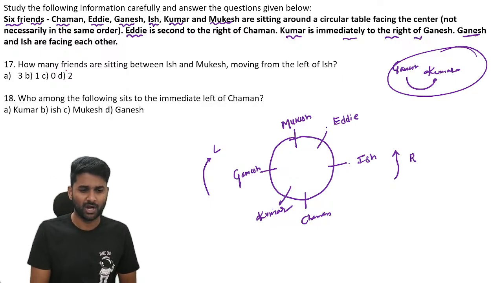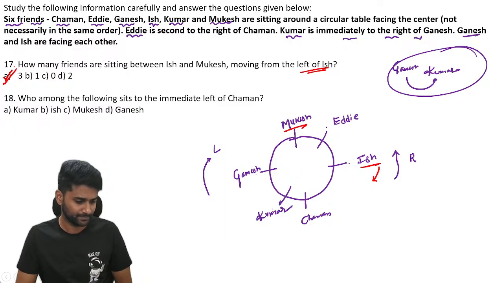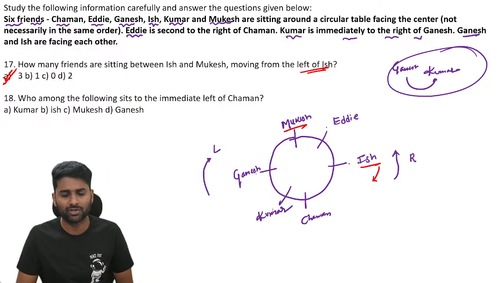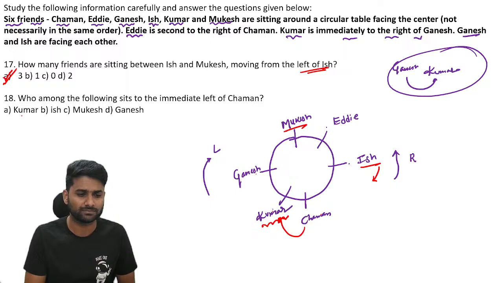To the question: how many friends are sitting between Ish and Mukesh, moving from the left of Ish? Left of Ish means this side. One, two, three. So the answer is 3 persons. Next one: who among the following sits immediately left of Chaman? So the immediate left of Chaman is Kumar.